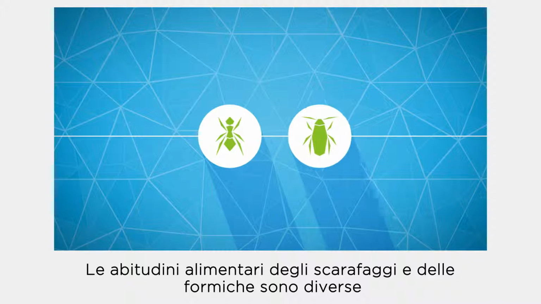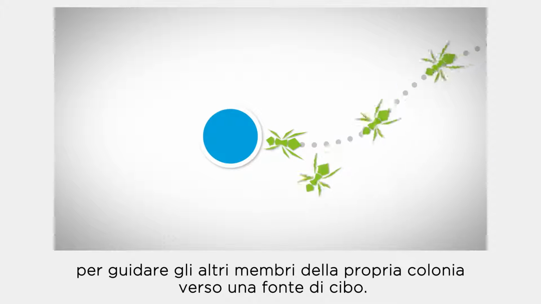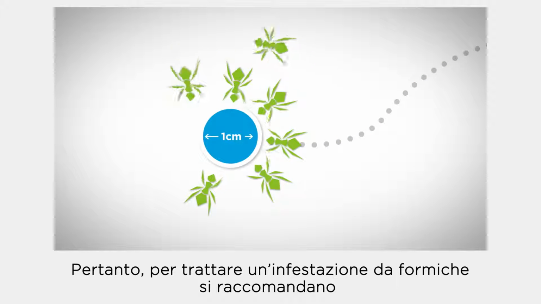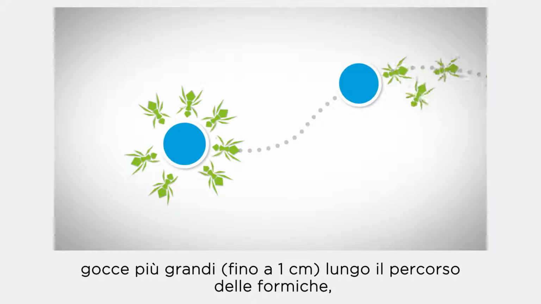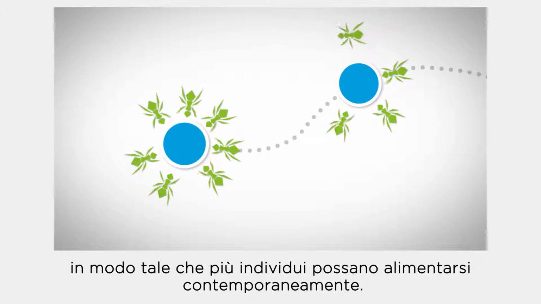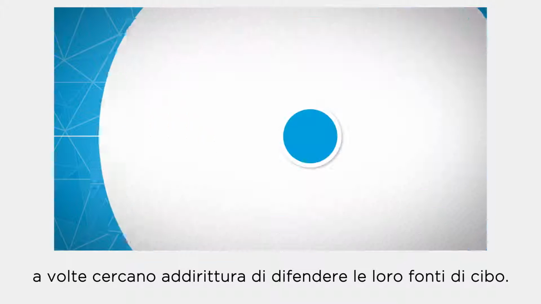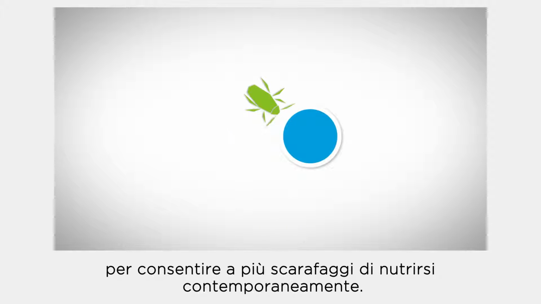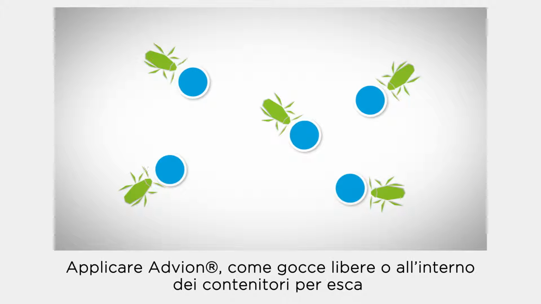Cockroaches and ants' feeding habits differ. Ants forage and use trail pheromones to lead other members of their own colony towards a food source. Thus, larger spots, up to 1 centimetre, placed along the ant trail are recommended for treating an ant infestation, so that several ants can feed at the same time. Cockroaches, on the other hand, sometimes even try to defend their food sources, so lots of smaller spots are better to enable more cockroaches to feed at one time. But also, this increases the chances of a cockroach finding the bait.